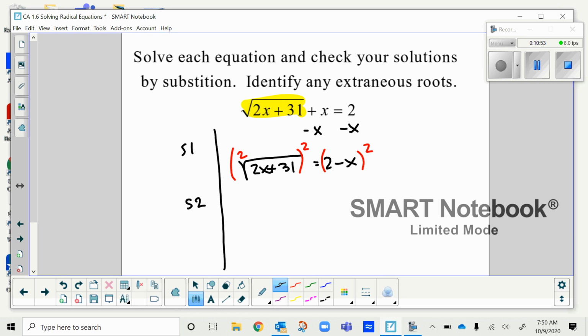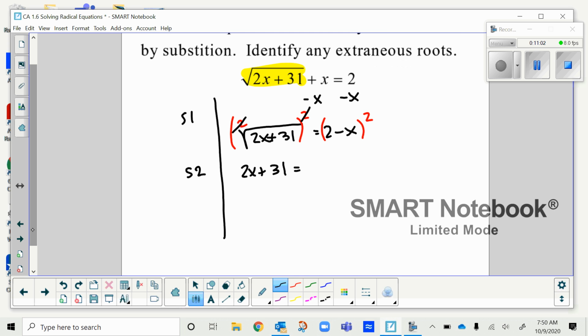So on the left-hand side, the power cancels out the root, leaving the radicand of 2x plus 31. And on the right-hand side, we have 2 minus x squared. Let me tell you a bad math alert. Are you ready? Bad math alert. The answer to 2 minus x quantity or parentheses squared is not minus x squared. It's a bad math alert, okay? Yes, there will be a 4 in the answer, and yes, there will be an x squared in the answer. Or it's not this either, 4 plus x squared.